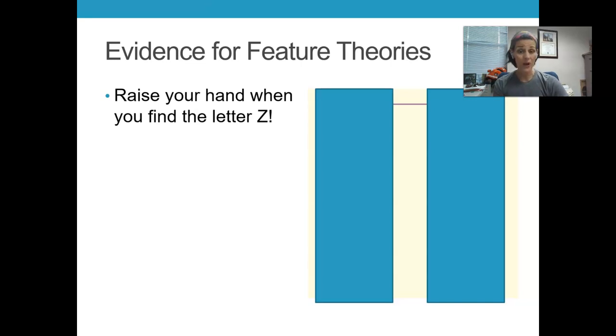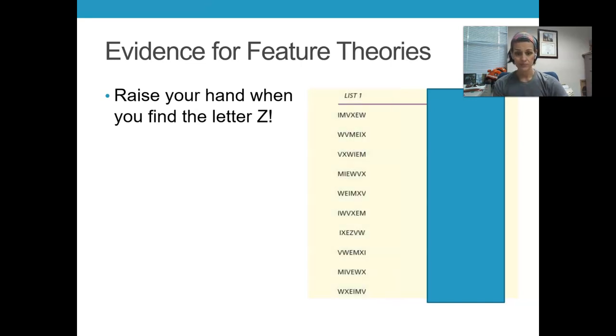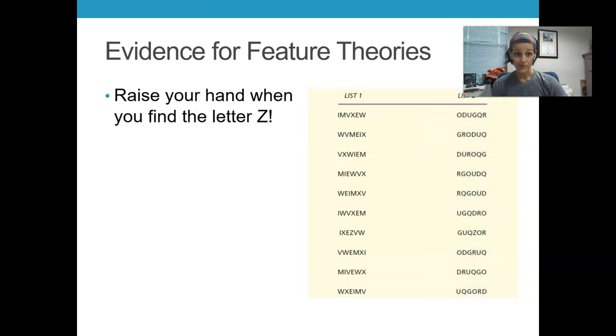So here's list number 1. Okay, were you able to find it? Here's list number 2. Odds are pretty good you had an easier time finding the Z here than the Z here.